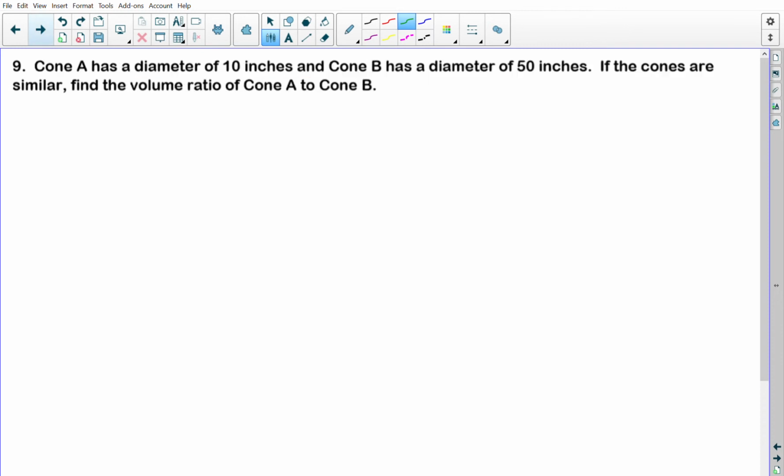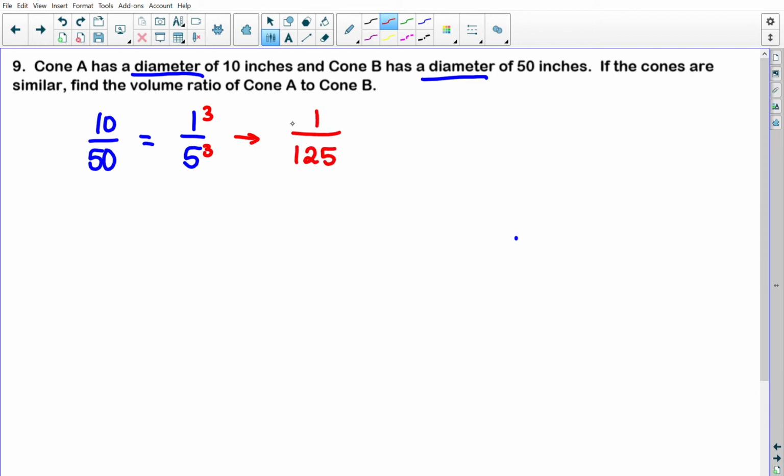All right. It says cone A has a diameter of 10 inches and cone B has a diameter of 50 inches. If the cones are similar, find the volume ratio of cone A to cone B. So I'm going to start with that. I'm talking about diameters, first degree ratio. I'm going to reduce it to 1 over 5. And then in order to find the ratio of the volumes, I'm going to cube each of these. So I get 1 over 125 as the ratio of the volumes.